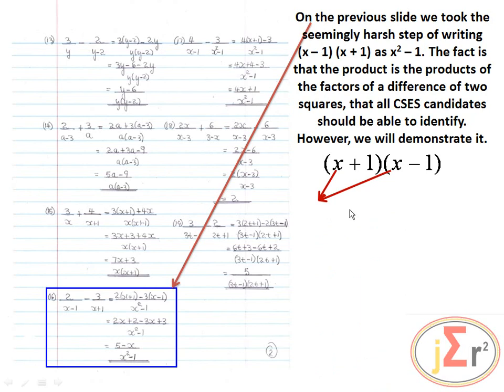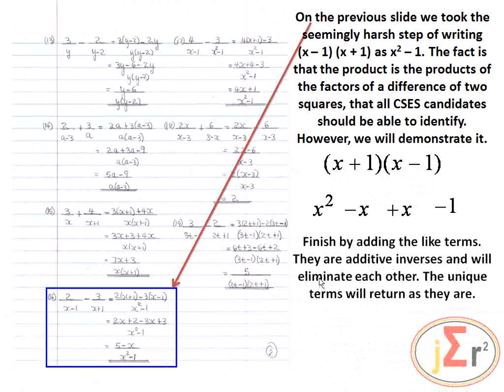So we go straight ahead. X times x is x squared, and what we should have is x times negative 1, which is negative x. Then we have 1 times x, which is x. And then we have 1 multiplied by negative 1, which is negative 1. And we have these two terms that are like terms, and they are the same with the exception of these two signs. They are therefore called additive inverses.